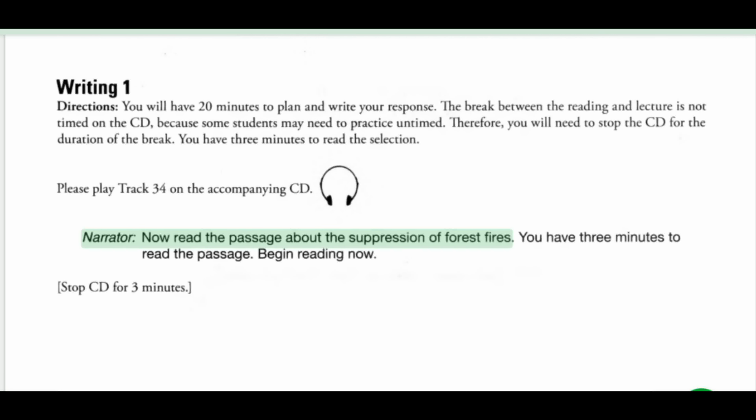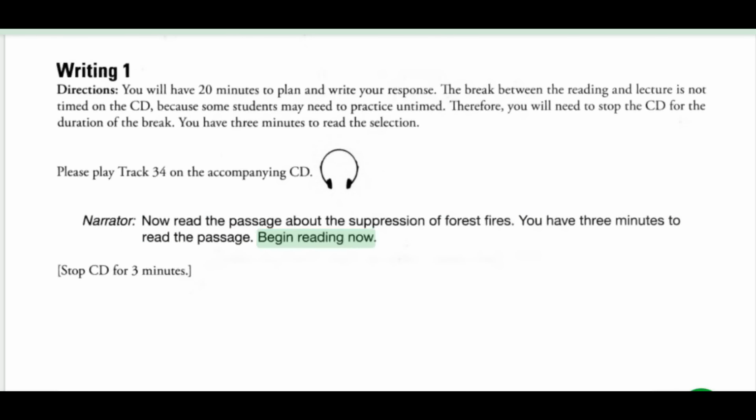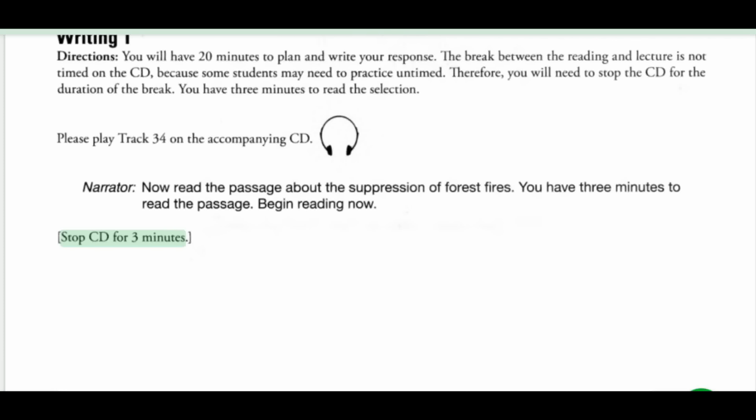Narrator: Now read the passage about the suppression of forest fires. You have 3 minutes to read the passage. Begin reading now. Stop CD for 3 minutes.